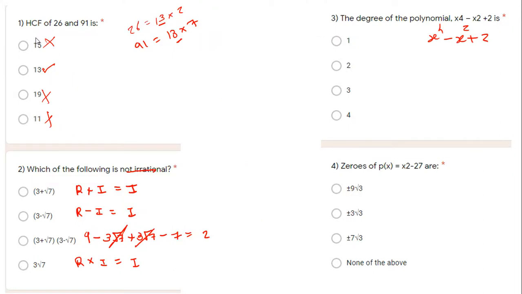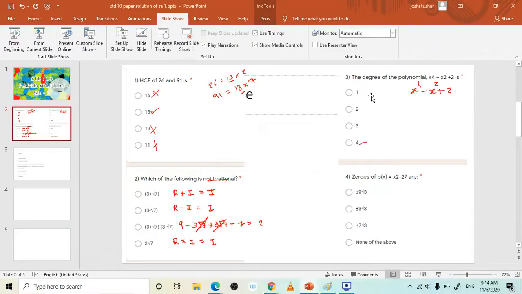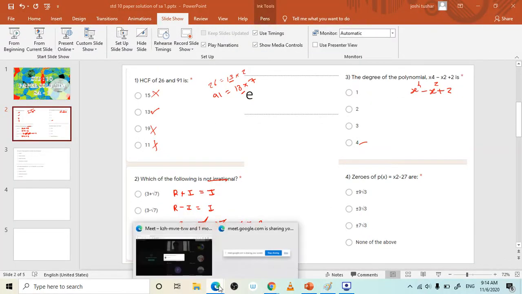Now, the degree of the polynomial here is 4, because the maximum power is the degree. This is actually a really childish question of ninth grade, but I have put some easy questions too, because in any question paper some questions can be hard and some are generally easy. Now, the zeros of the given polynomial.